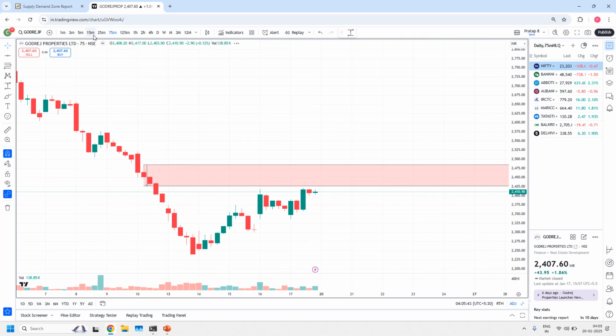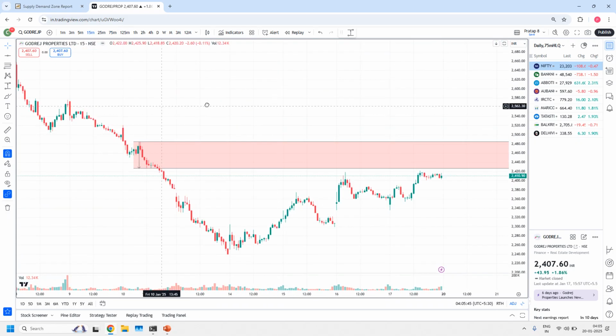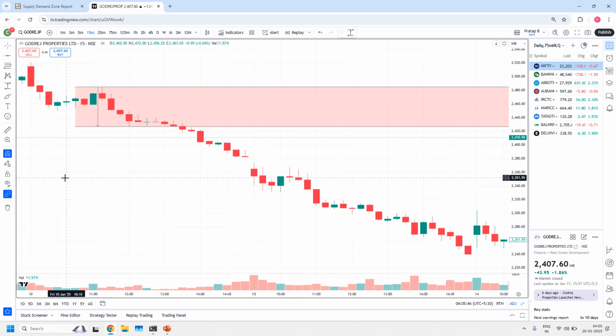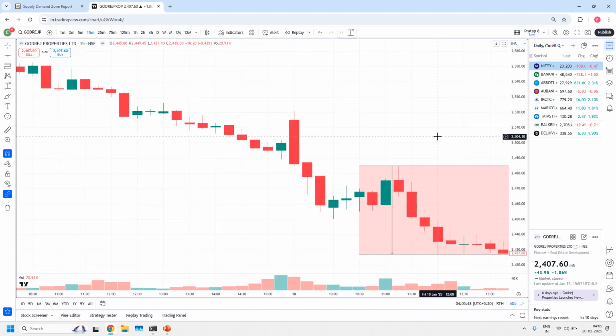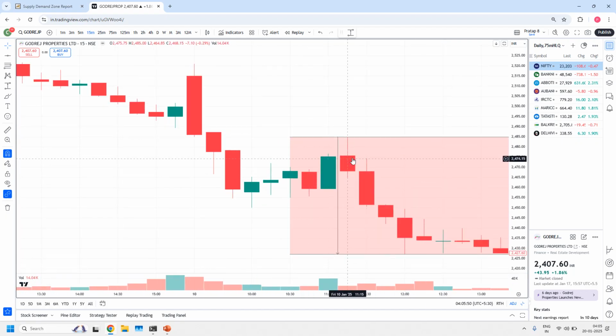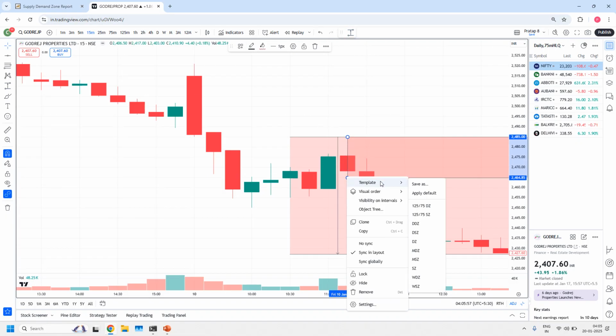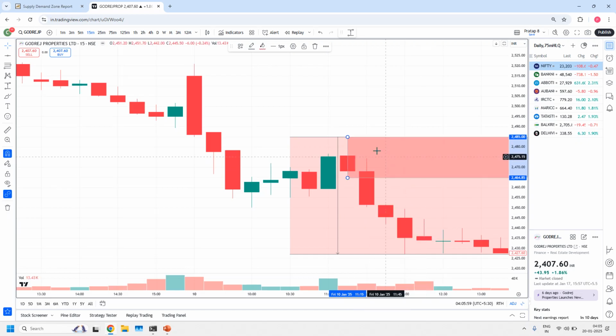So let me go to the 15 minutes time frame. Are there any 15 minutes order flows available here? Yes, we have a rally base drop. So this is the one we can plan. This is the 15 minutes fine-tuned supply zone inside the 75 minutes high liquidity zone.